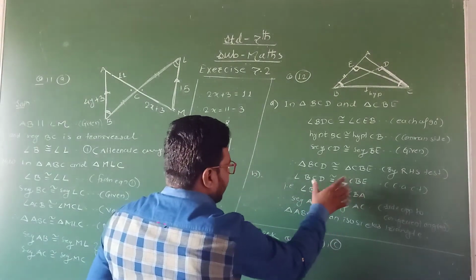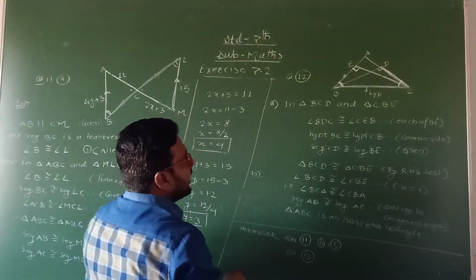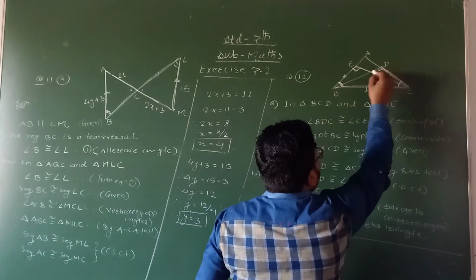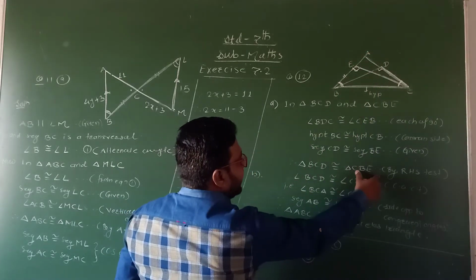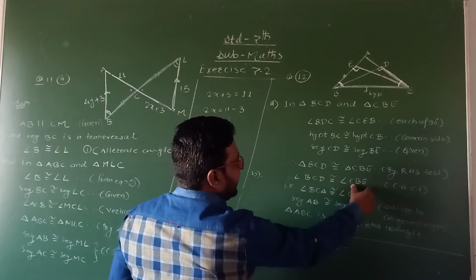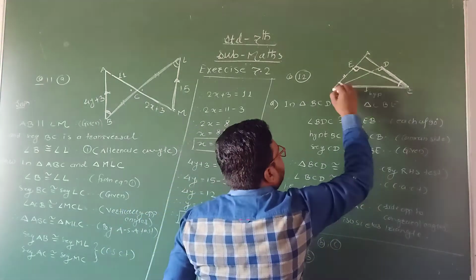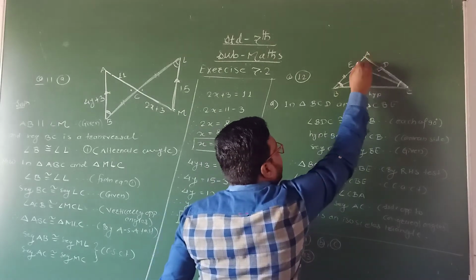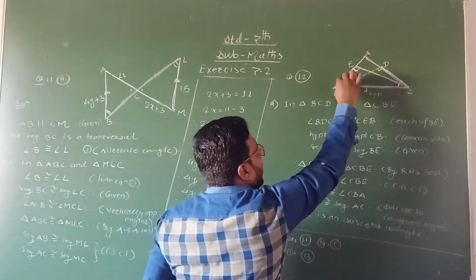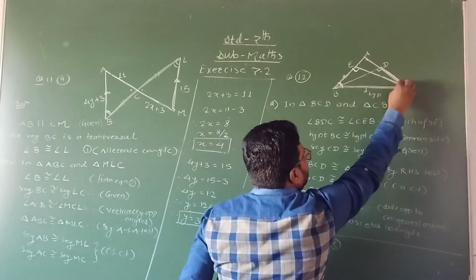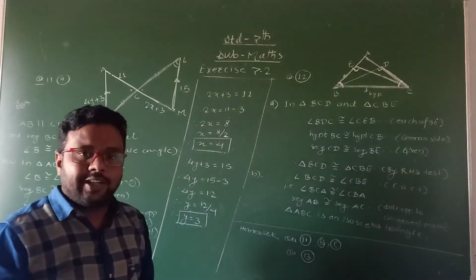If these two angles, here I write angle BCD, we can write as BCA. Similarly, angle CBE as angle CBA. Now in triangle ABC, consider the whole triangle. Okay, in this triangle, angle B is congruent to angle C. Two angles are given equal here.